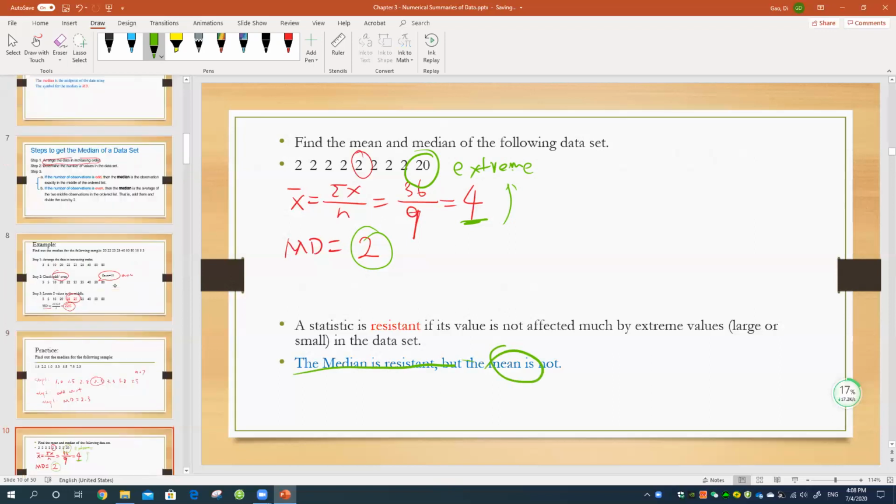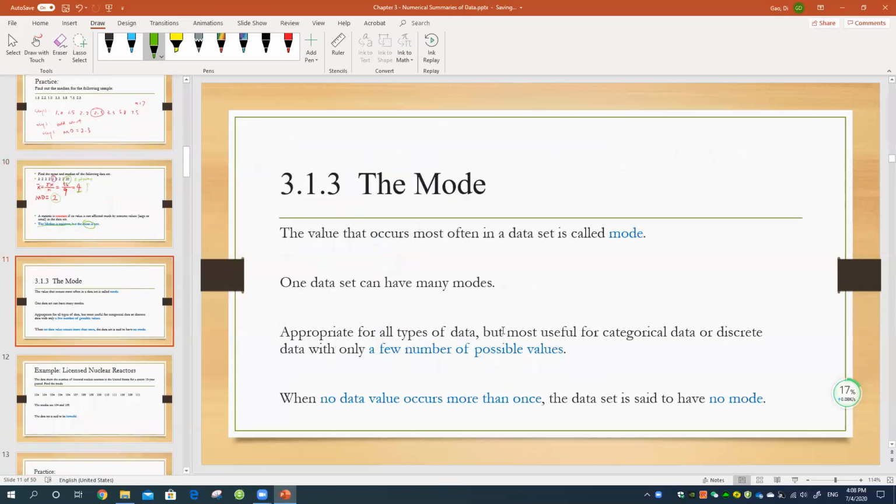Okay, so after the median, let's talk about part 3 for this section, 3.1.3, the mode. What is the mode? The mode is the value that occurs most often in a data set. And one data set can have many modes. For example, we have 2, 2, 3, 3, 4. So which number occurs most often in the data set? 2 and 3. So now we have 2 modes for this specific data set.